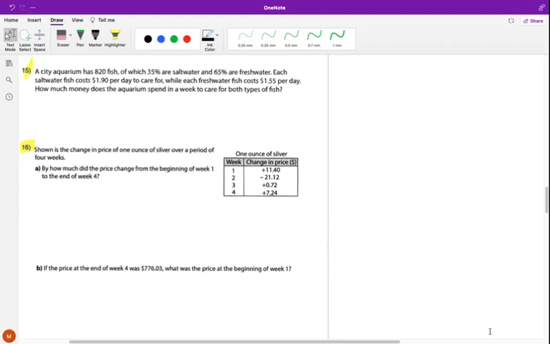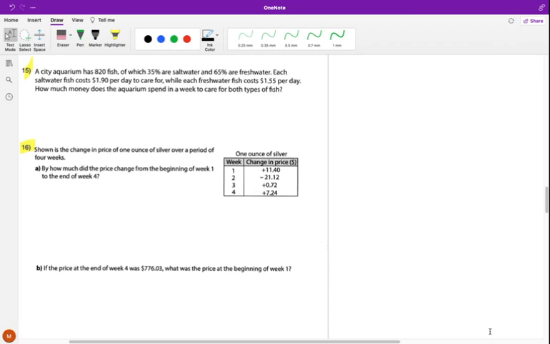All right, so this question is a little bit more in depth and takes a little bit more to solve. There's quite a few steps for this. It says a city aquarium has 820 fish, of which 35% are saltwater and 65% are freshwater. Each saltwater fish costs $1.90 per day to care for, while each freshwater fish costs $1.55 per day to care for. How much money does the aquarium spend in a week to care for both types of fish?